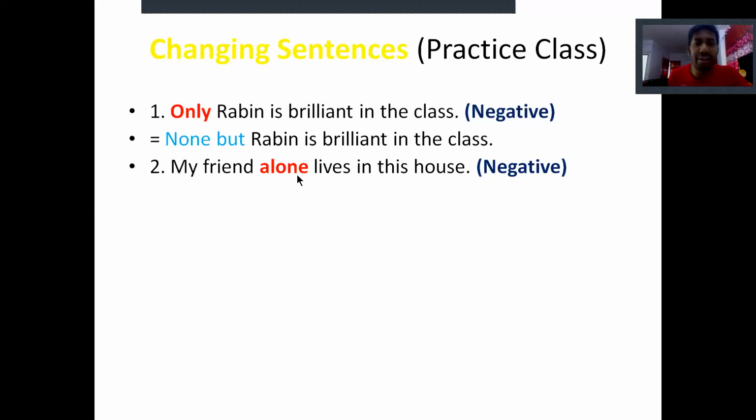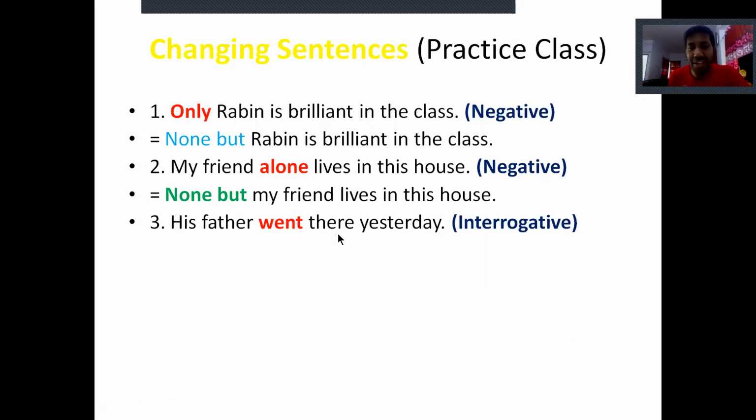The second one has "alone," modifying the noun "my friend." So here my friend is also a person, and similar to number one, we need to make it negative by using "none but my friend." So this is the negative of the sentence: "None but my friend lives in this house."